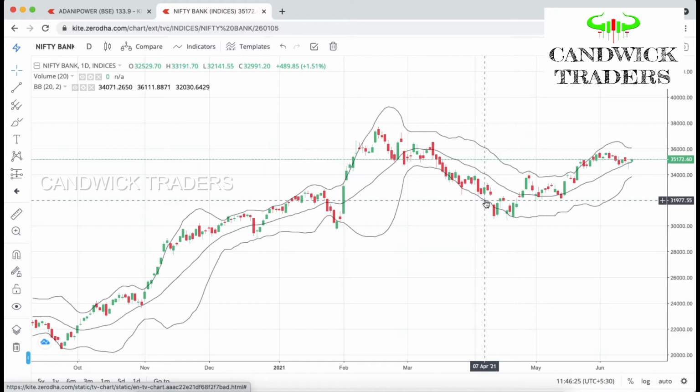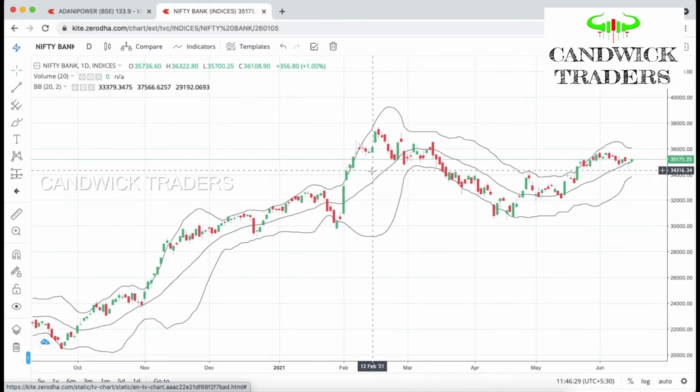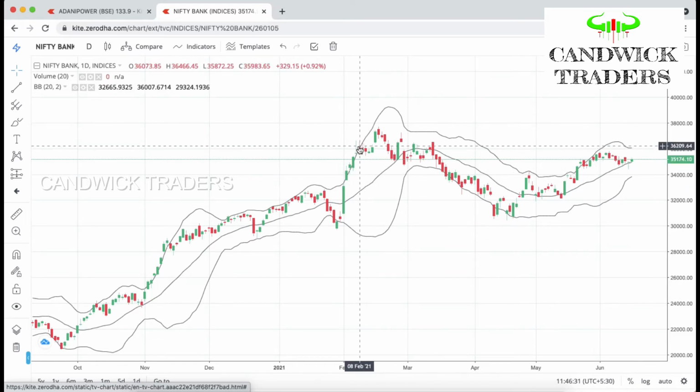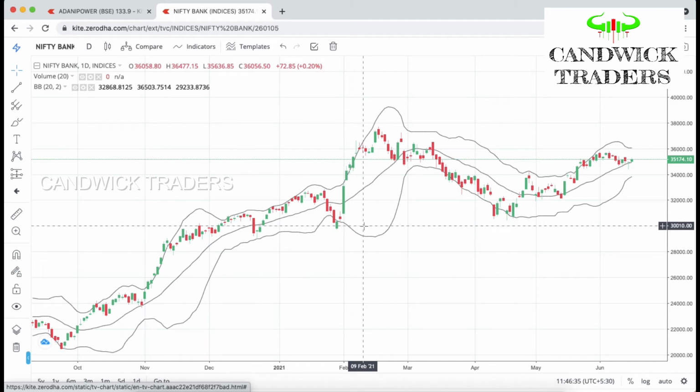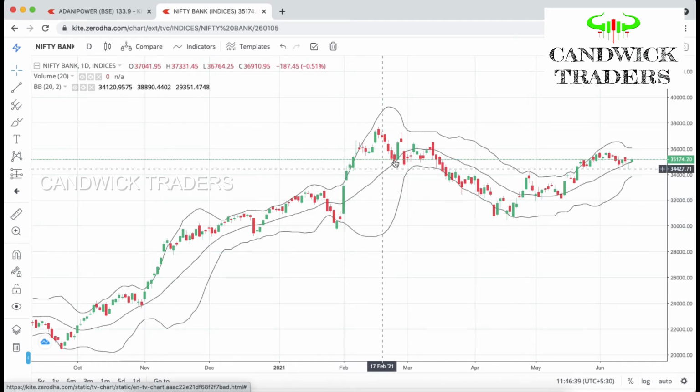This is called the lower band, this is called the middle band, and this is called the upper band. These three lines form the Bollinger Bands. That's the basic. And this is the moving average. It is 20. We are going to change the settings also later.